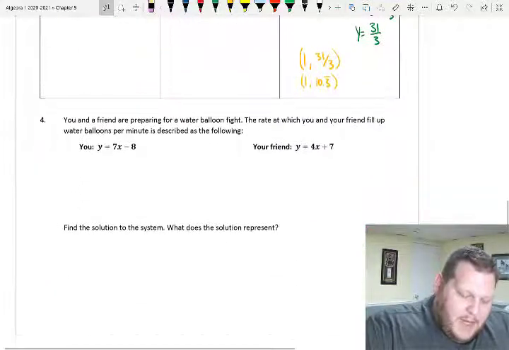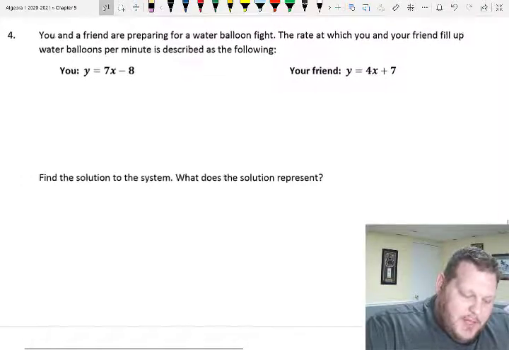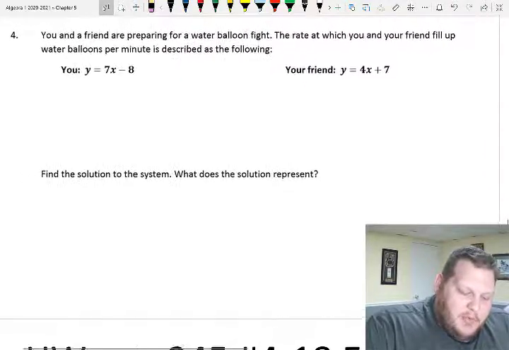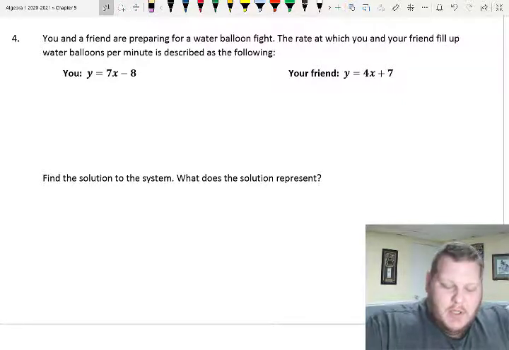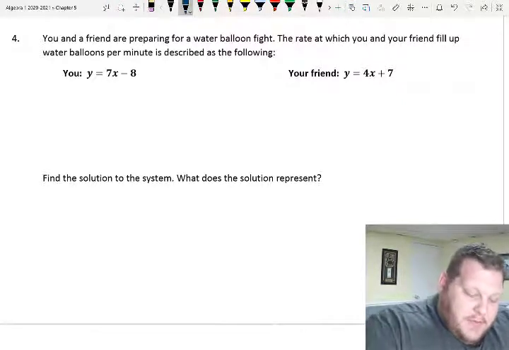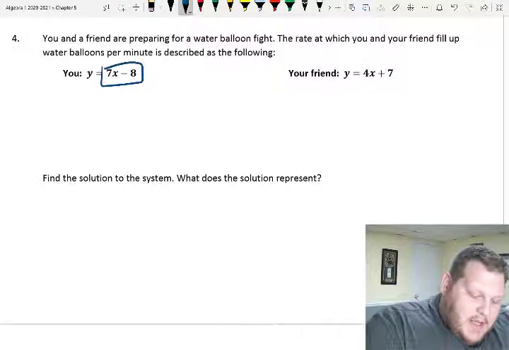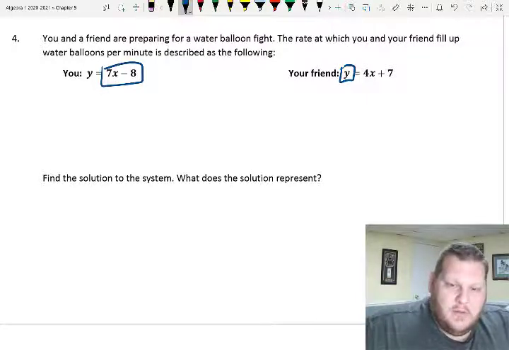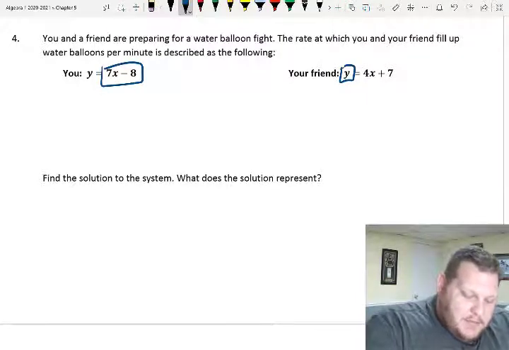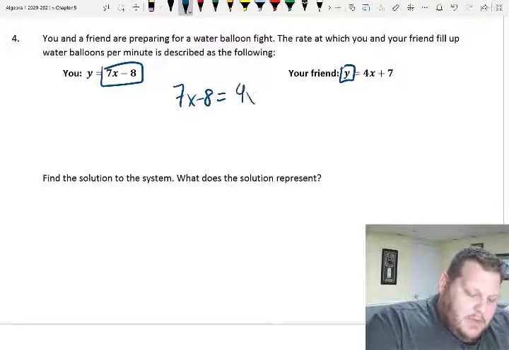All right, last problem here in our notes, and this is just an example problem. This one, again, is going to be important for us because we're asked to interpret what the solution represents in the context of the problem. The solution itself, to be able to find it, same idea. I know what y is equal to in one of my equations, so I'm going to just substitute that in my other equation. I know that y is equal to 7x minus 8. So 7x minus 8 has to equal 4x plus 7.